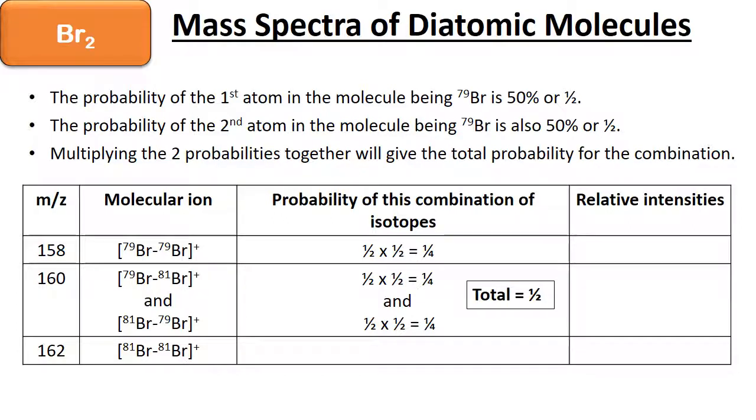For the 162 molecular ion peak of two lots of 81, again we've got 1/2 times 1/2 giving us a quarter. So if we actually look at the relative intensities of this, we have got a 1 to 2 to 1 on our molecular ion peaks. Okay, and this is reflected in the mass spectrum.